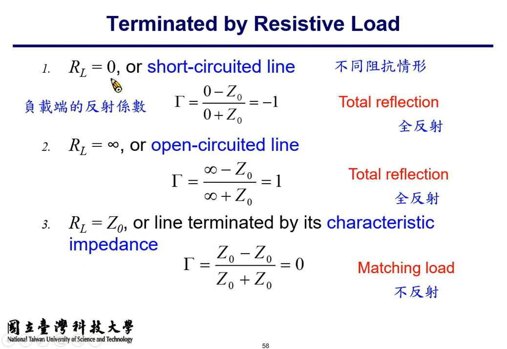There's no reflection. So if you are connecting the transmission line to a matching load, then you will only have the V plus, I plus signal going from left to right. You have no V minus, I minus signal, because you have a matching load. So all the signal will go in one direction, from left to right.